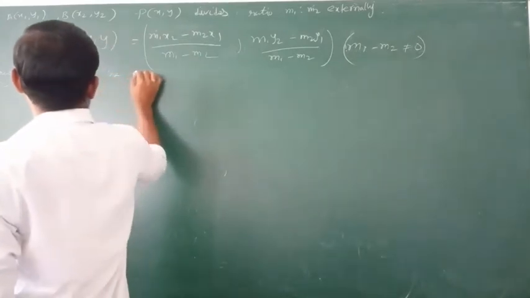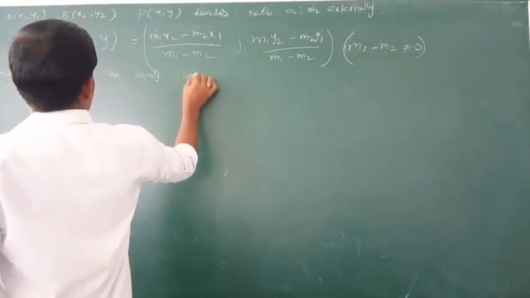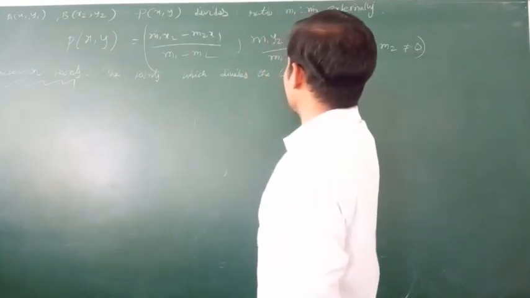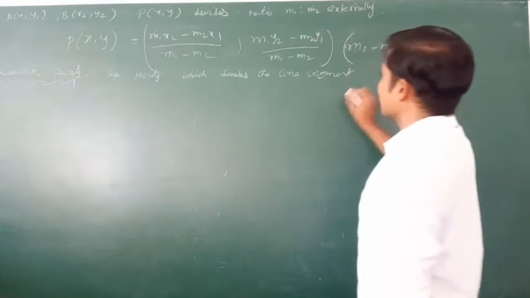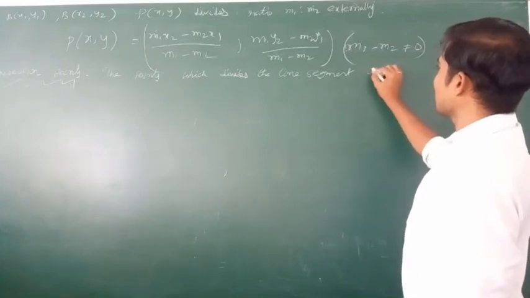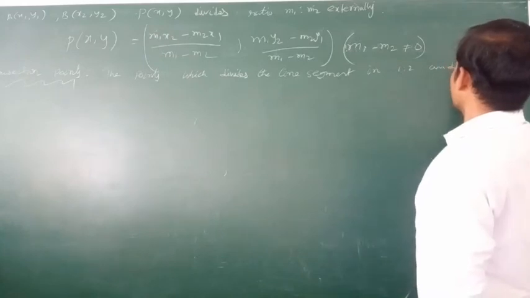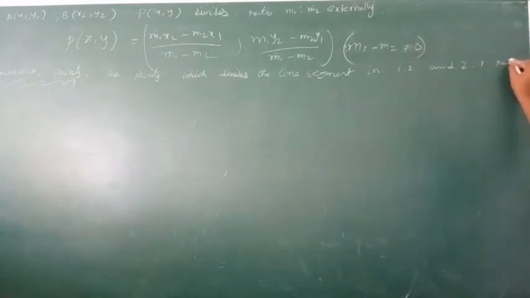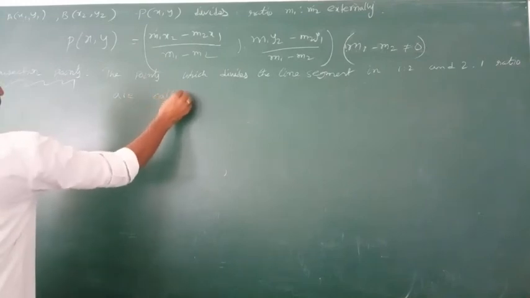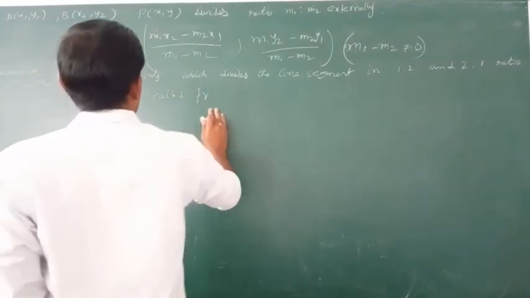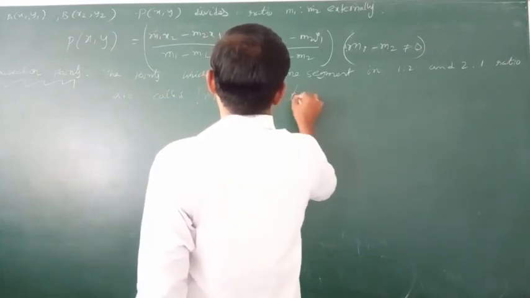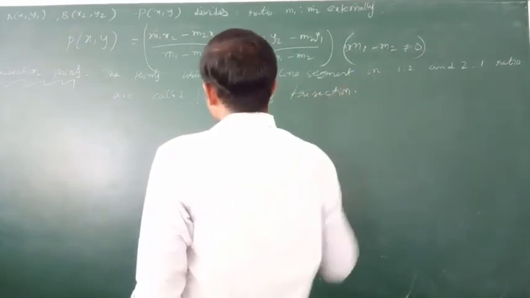The points which divide the line segment in 1:2 and 2:1 ratio are called points of trisection, right?